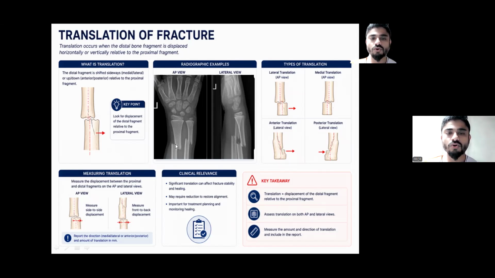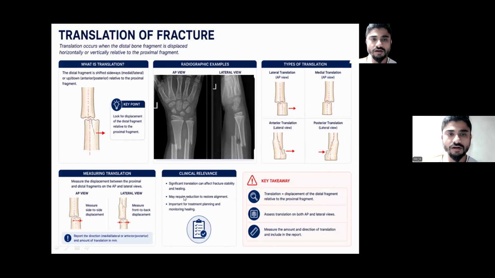Some people also write this as half width medial translation of the distal diaphysis of the left radius. This is 3/4 width lateral medial translation. This is full width dorsal translation. This is also full width dorsal translation. Okay, this is how you are going to describe it.